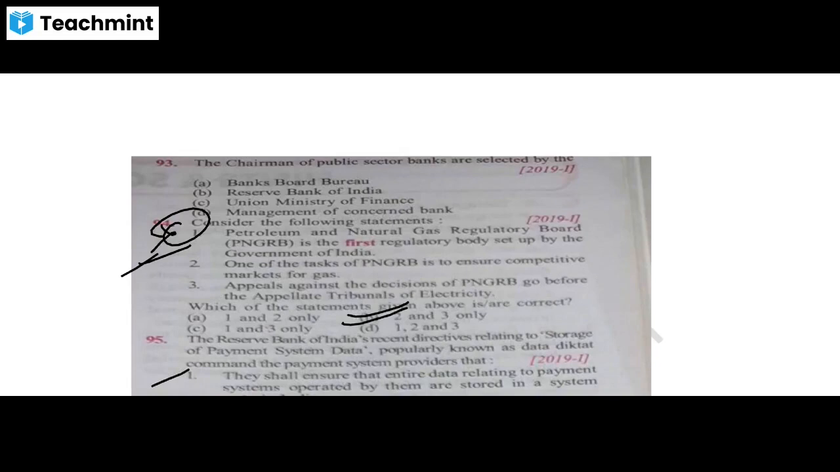The chairman of public sector banks are selected generally by the Bank Board Bureau. Okay, remember this fact, the Bank Board Bureau will select your chairman.